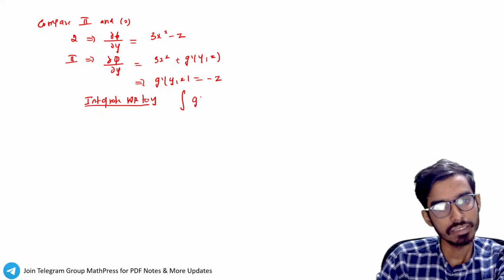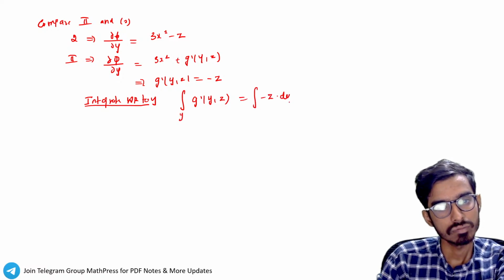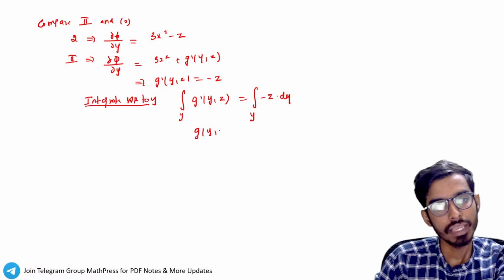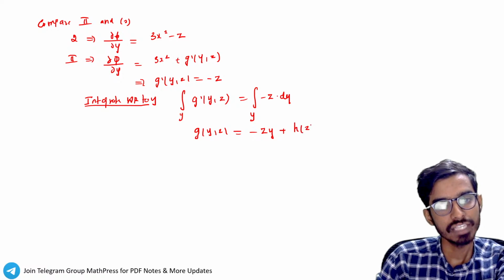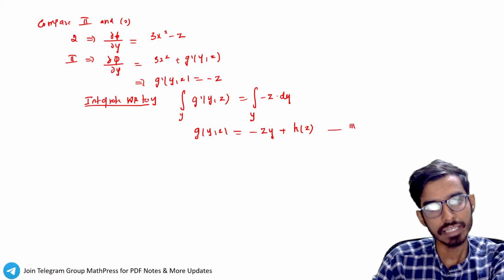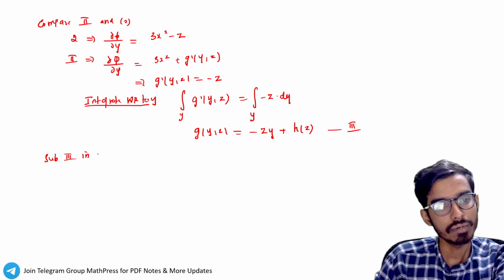So this will be g dash of y comma z with respect to y, right? So g of y comma z will be equal to minus zy plus some function of z, because it is a function of y and z only. Let us call this as 3. Now substitute 3 in 1.